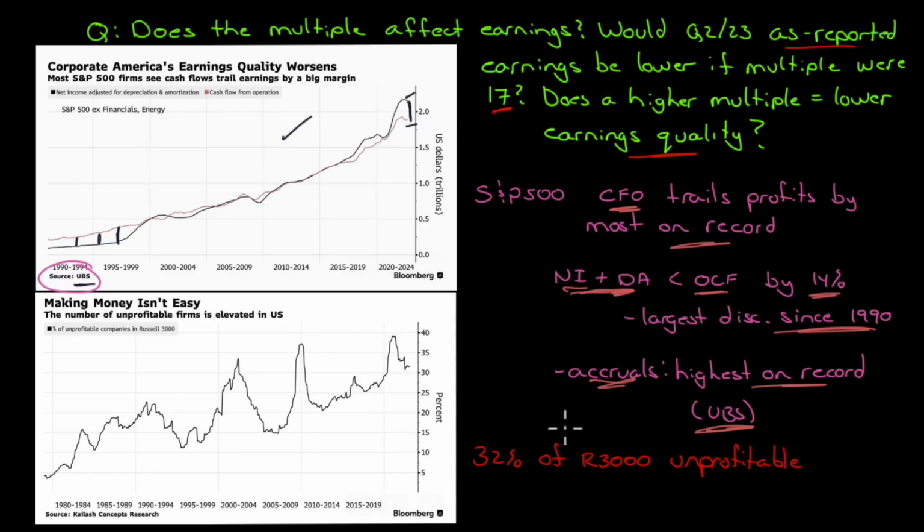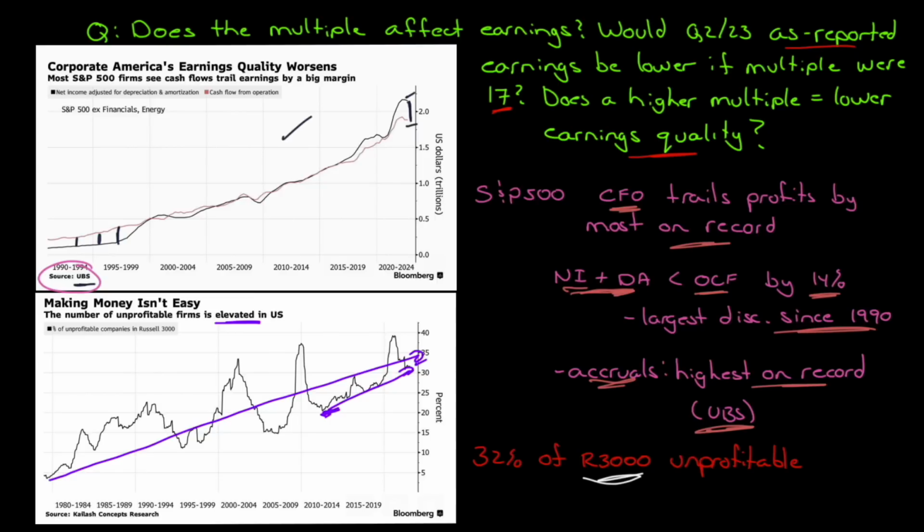This is another interesting chart over here. The number of unprofitable firms is elevated in the U.S. This is the percent of unprofitable companies in the Russell 3000. If you look at the trend over time, it has been creeping up. But if you just look at the last cycle, 2010, 2014, you can see the upward trend. 32% of the Russell 3000 companies are unprofitable.